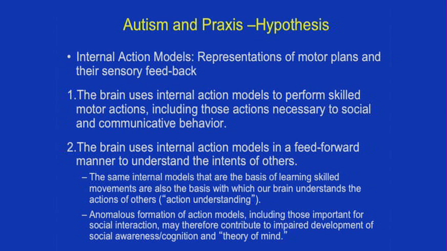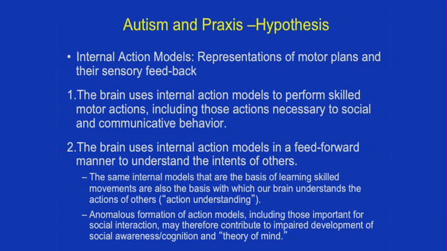So what's more, these connections that are necessary for imitation and praxis are certainly important for forming these internal models of action, but the brain also uses these same internal models in a feed-forward manner to understand the intents of others. So I can look around the room now, no pressure here. I can look around the room now and I can tell who's particularly interested in my talk right now and who's not. Why can I tell that?